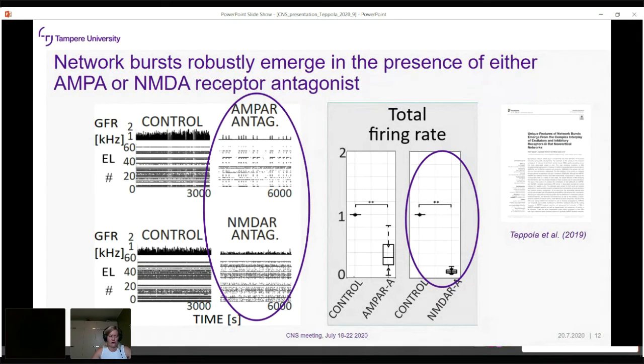Here you can see our novel experimental results showing that the network activity robustly emerged in the presence of either AMPA or NMDA receptor antagonists. Both blockages significantly decrease the total firing rate of the network activity. However, the total firing rate was decreased more by NMDA than by AMPA receptor blockage, which is an indication that NMDA receptors also have an essential role in this cortical burst activity.